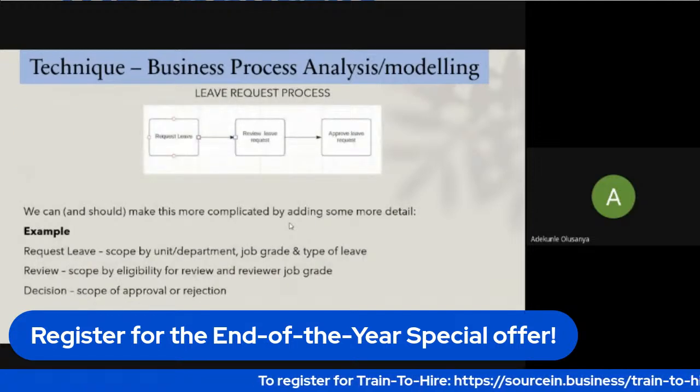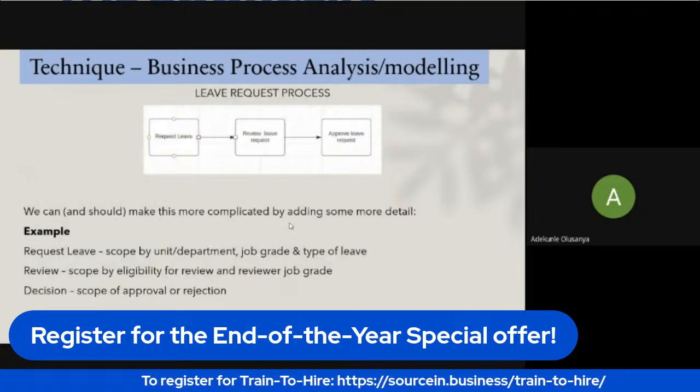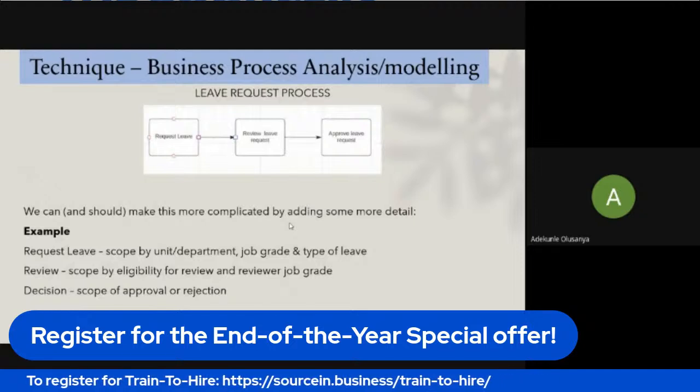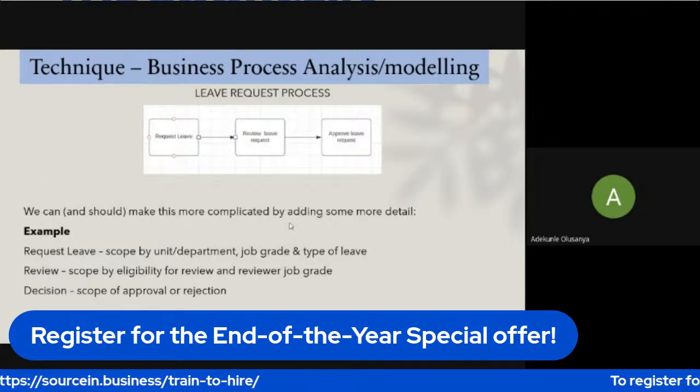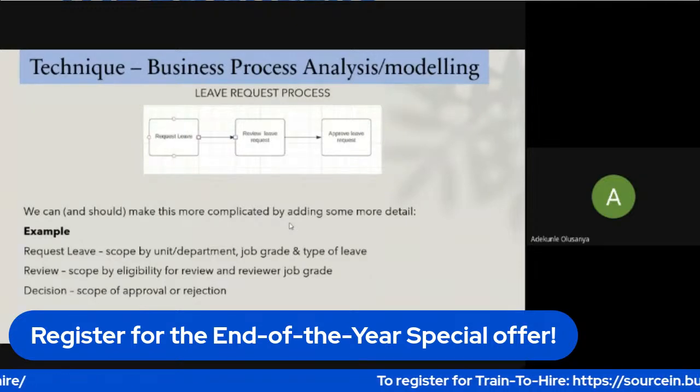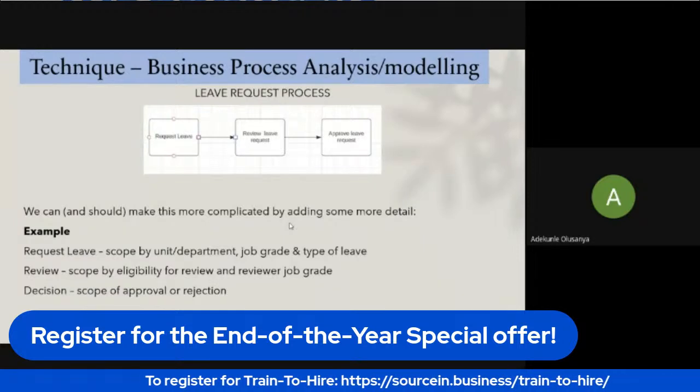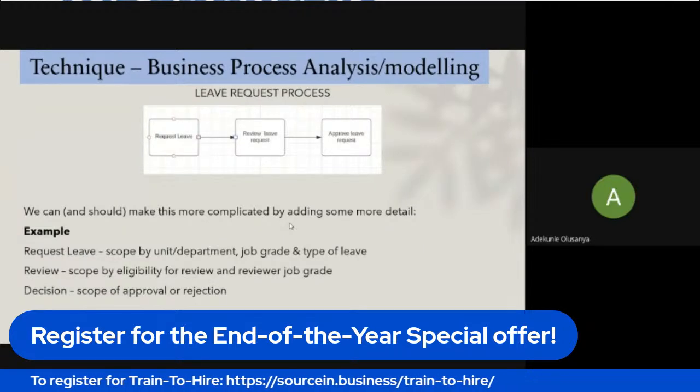Now, this is an example of a simple process. Leave request. I'm sure you all know what a leave is. Of course, you all work in industry. Step one, you request leave. Step two, somebody reviews your leave request. Step three, somebody approves your leave request.